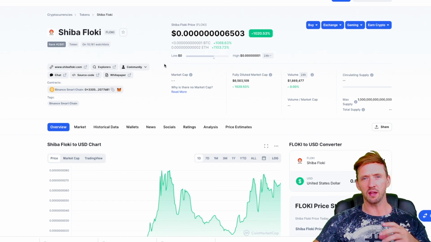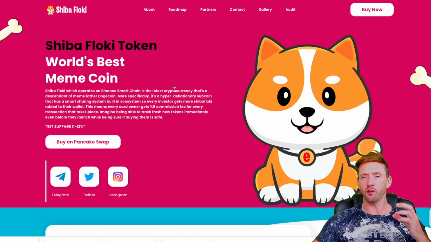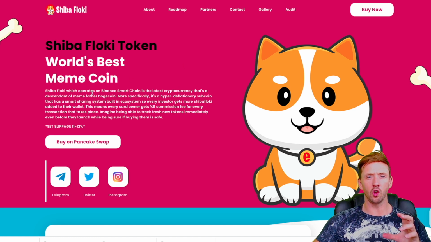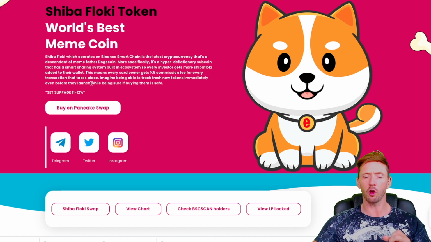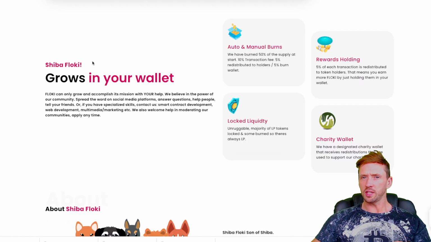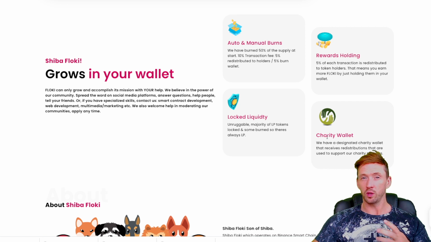So we're going to jump into Shiba Floki's website and see what it is that makes this meme token stand out from all the others. Well, as you can see from the website behind me, Shiba Floki has a lot more going on about it. Now, I know it's only a meme token, some people say, but it's a meme token with a difference. It does give a lot of rewards back, and you see it's got auto manual burns, rewards for holding, a charity wallet, which is always good to see, and a lot of liquidity.